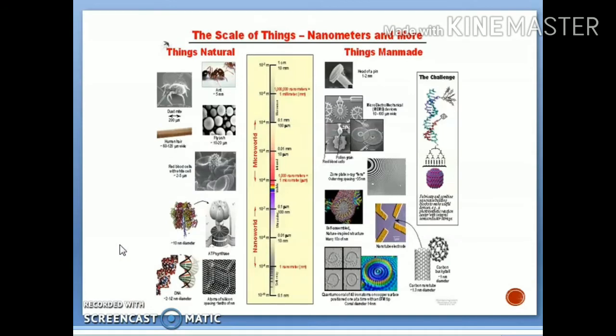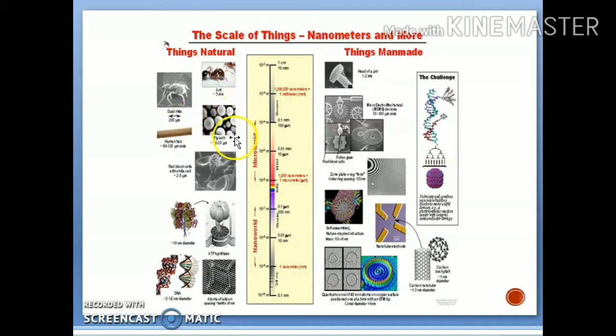If we take some examples of nature-derived things and man-made things, we can see the microscopic to nanoscopic scale. On the left-hand side, the picture shows different things that naturally evolved, and on the right-hand side we have the things that we made, that is, man-made things. The ant is around 5 millimeters. If we go on decreasing the size, the dust mite is around 200 micrometers.